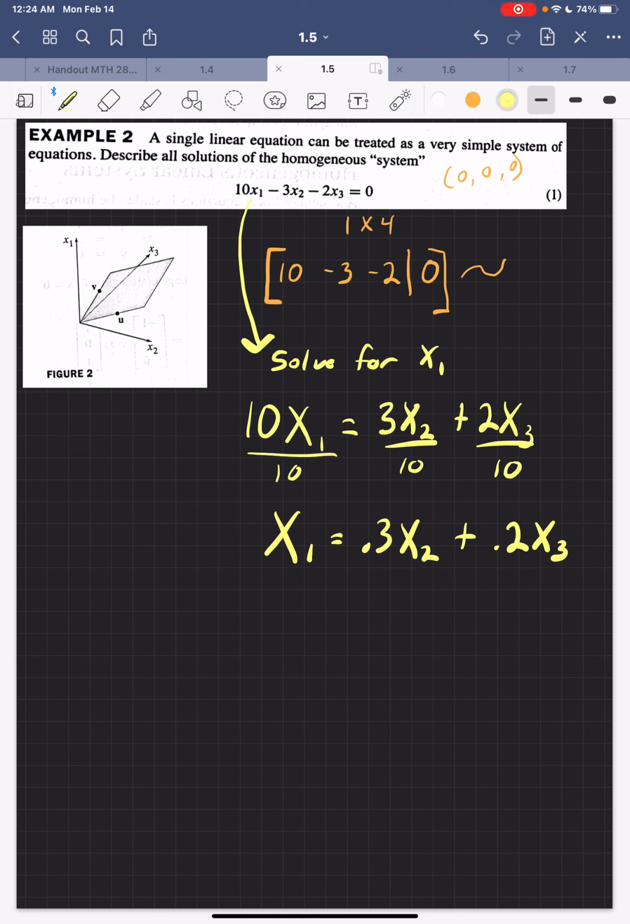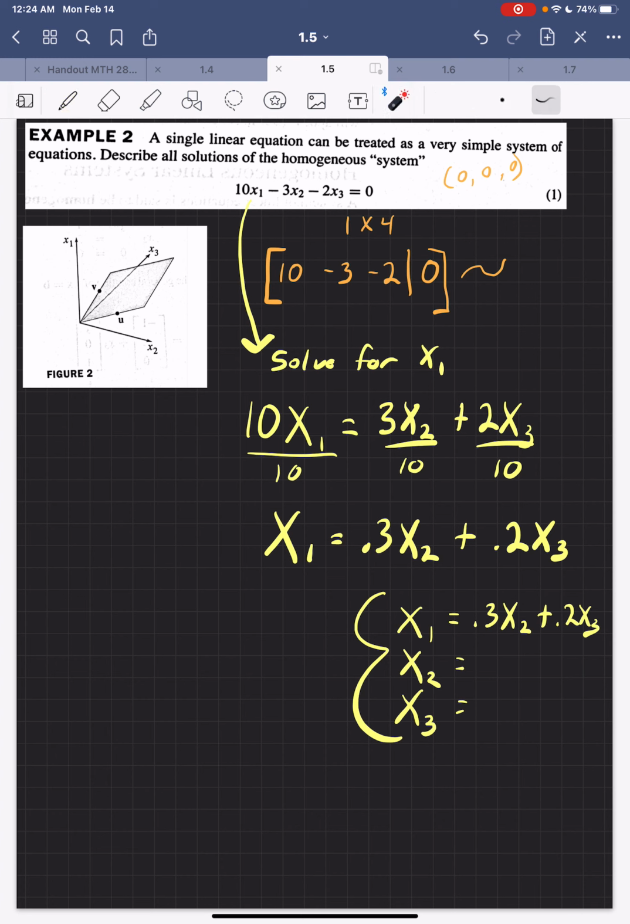General solution, x sub 1 is equal to 0.3 x sub 2 plus 0.2 x sub 3. But hey, what do we say about x sub 2 and x sub 3? Yeah, we have to make a statement about them. We have to say that they are free. They are free variables. So we would be free to choose whatever we want for these guys.